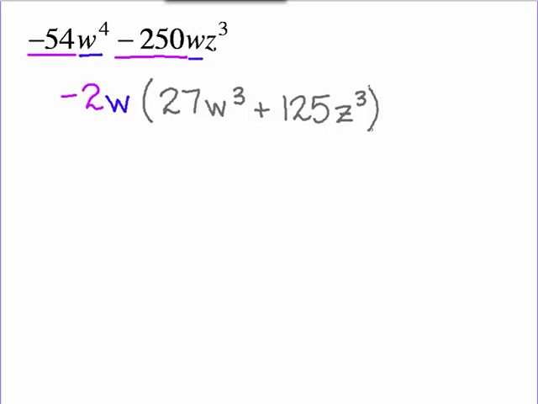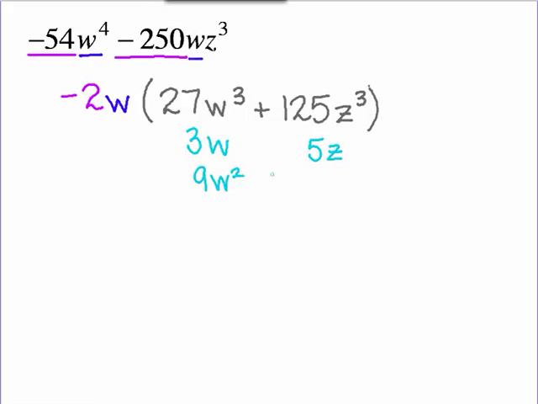So then now I need to think, okay, 27w cubed, 125z cubed, I think these might be cubes. Let's see. What is cubed to give me 27? 3w. What is cubed to give me 125z cubed? 5z. Okay, so now my next row, what I'm going to do with those is I'm going to square them. So what will I have?